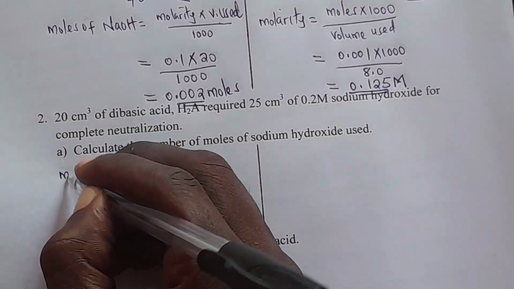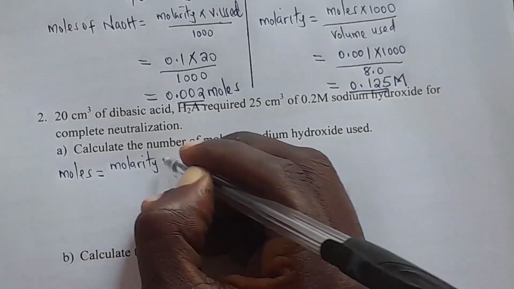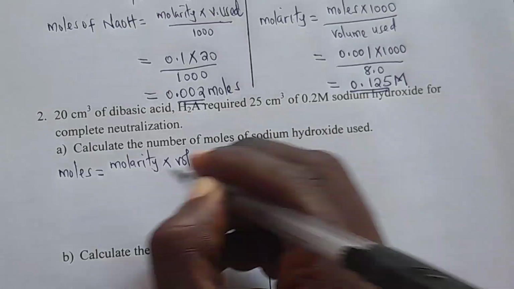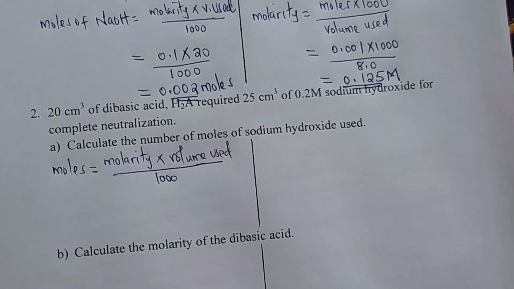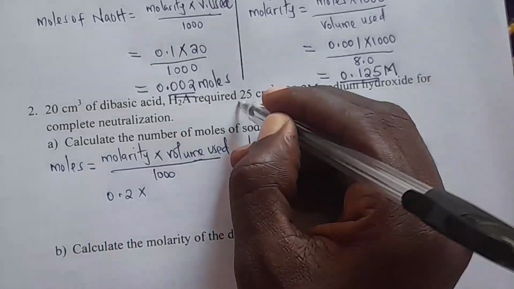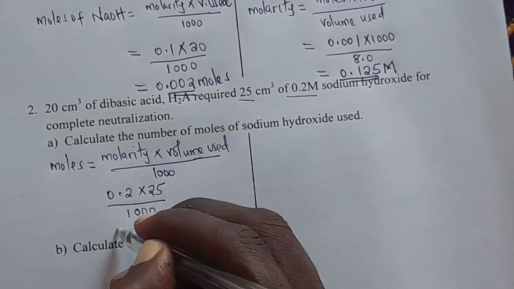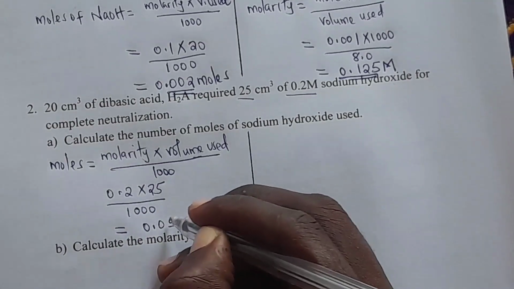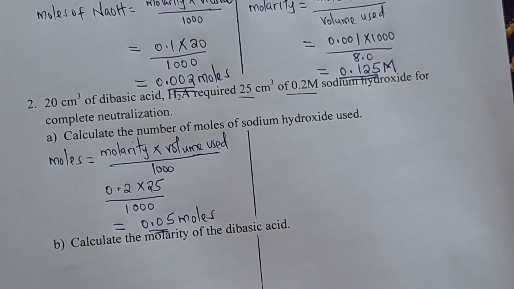So if we are dealing with the number of moles of sodium hydroxide, we can get it using the formula: moles is given by molarity times volume used over 1000. In our case, the molarity of sodium hydroxide is 0.2, times the volume used, which is 25 centimeter cube, divided by 1000. So here the number of moles will be 0.05 moles of sodium hydroxide. That's part A of the question.